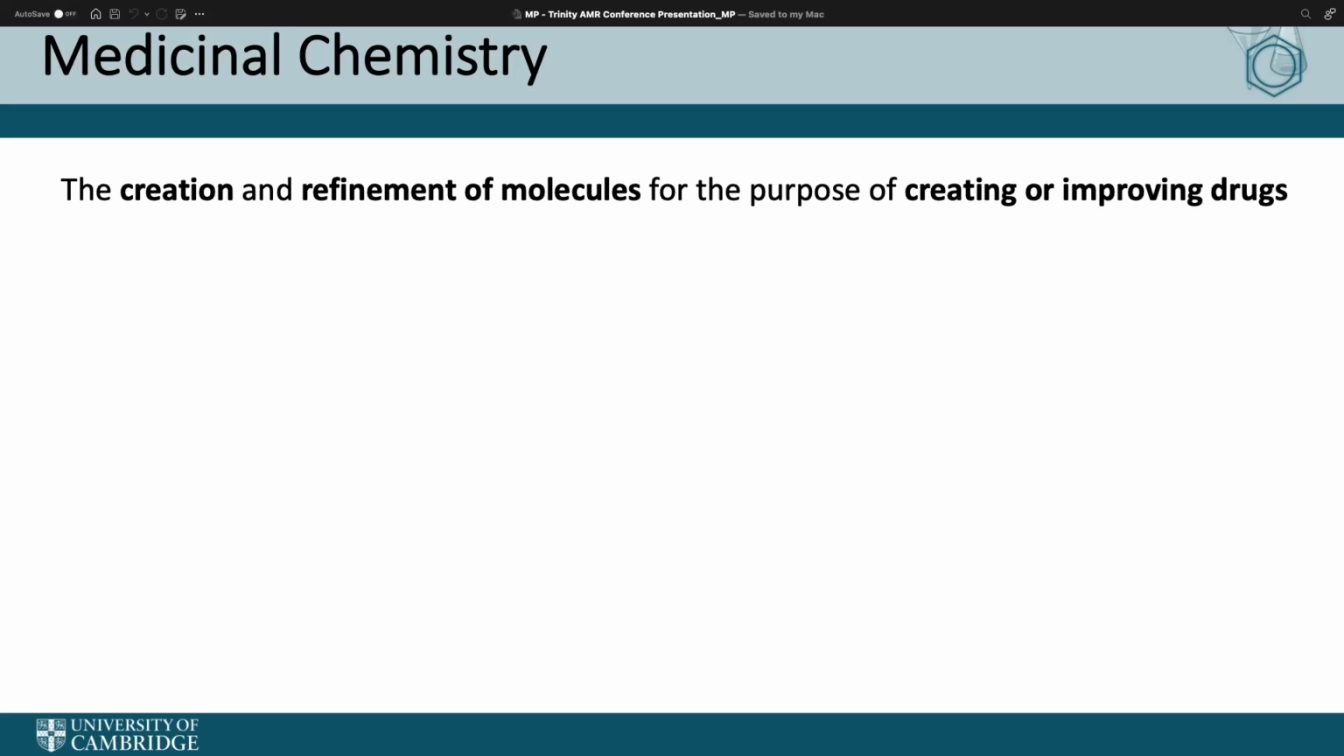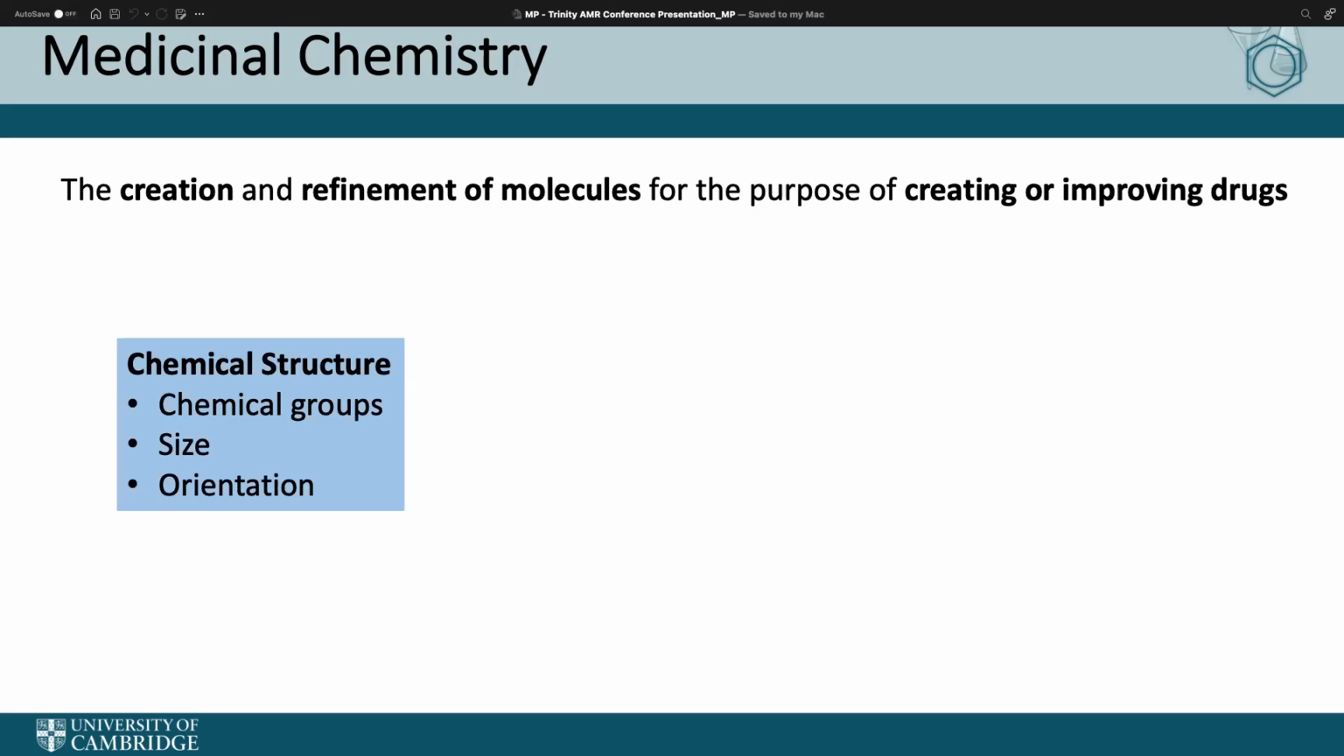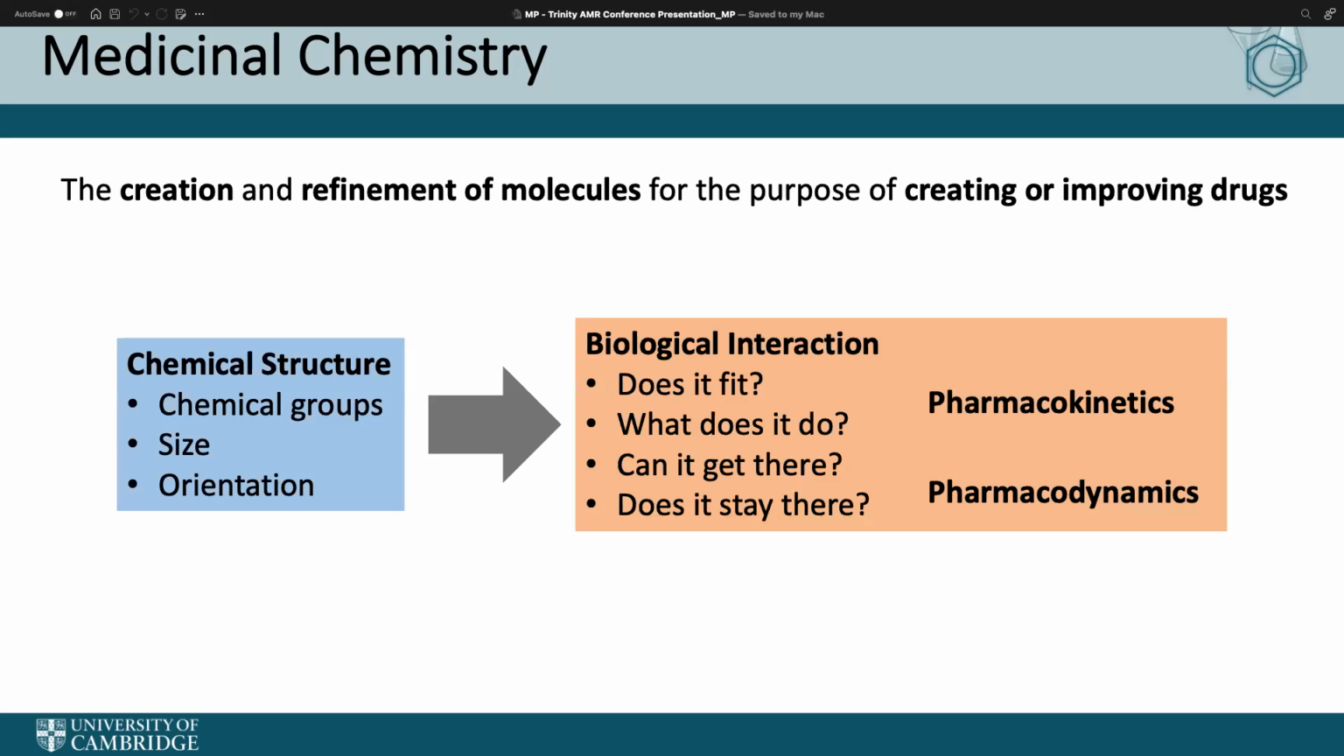This is on the basis that the chemical structure of a drug, so the chemical groups of the drug, the size of the drug, and the way in which those groups are orientated have an impact on how it interacts with biology. So things such as, does it fit into an active site? What does it do at that active site? Can it even get there? Is it fatty enough to cross membranes? And does it stay there? Is it just broken down by enzymes? And those impact the pharmacokinetics and the pharmacodynamics of drugs.